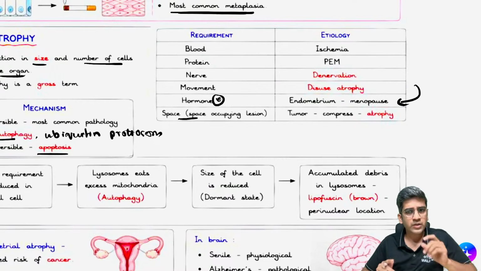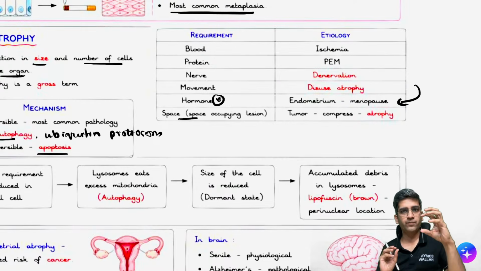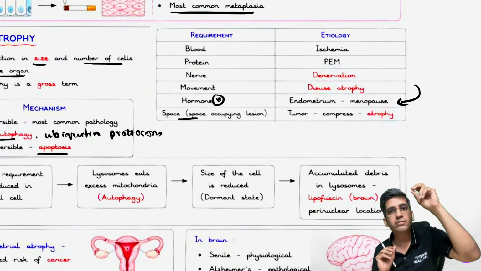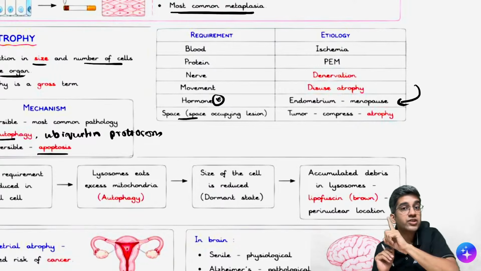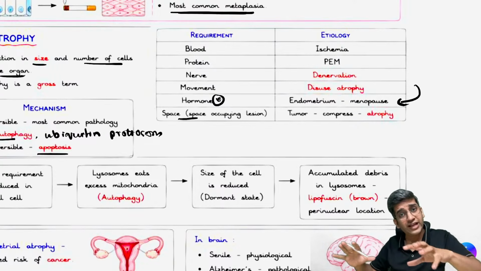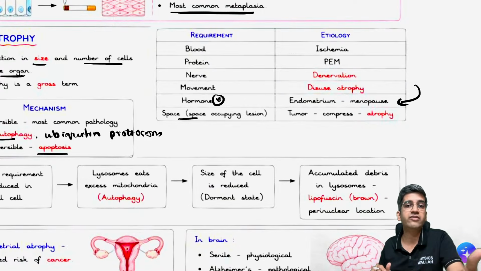Again, pressure. I need a space for a cell. If you have a huge tumor in the pituitary, compressing the optic chiasm, destroying the optic chiasmal cells, causing visual field defects. I have a huge tumor in the kidney, destroying the entire renal parenchyma and causing renal failure, right? Pressure also can cause atrophy, right?